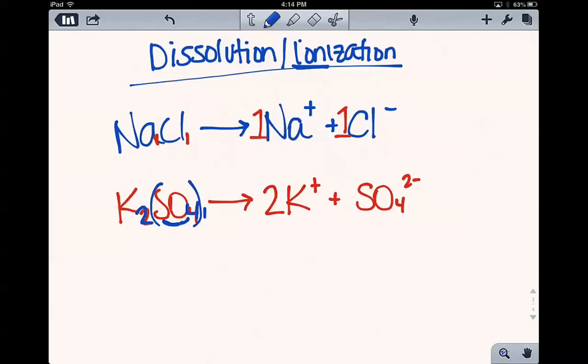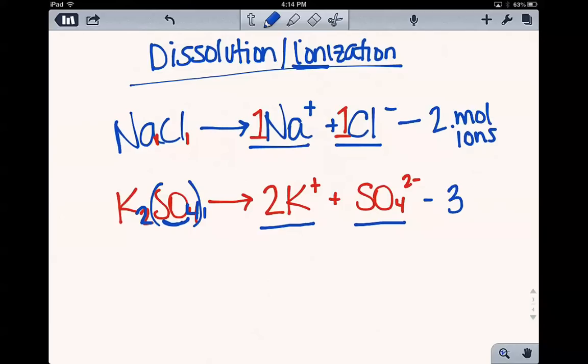And so if we were to say, well, how many moles of ions are these guys going to make? Well, this one is going to make 1 mole of sodium and 1 mole of chloride for a total of 2 moles of ions. Whereas this guy down here, the potassium sulfate, is going to make 2 moles of potassium, 1 mole of sulfate for a total of 3 moles of ions. And you can use these the same way that you use mole ratios in other equations, like to do stoichiometry and stuff.